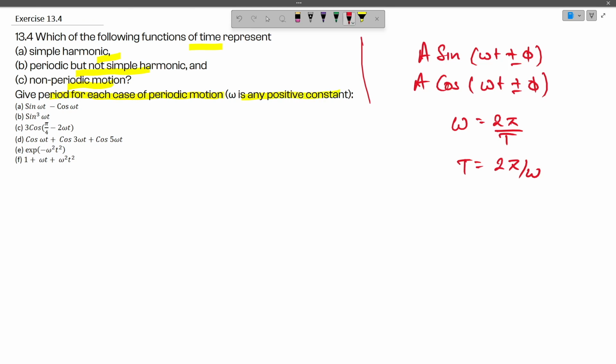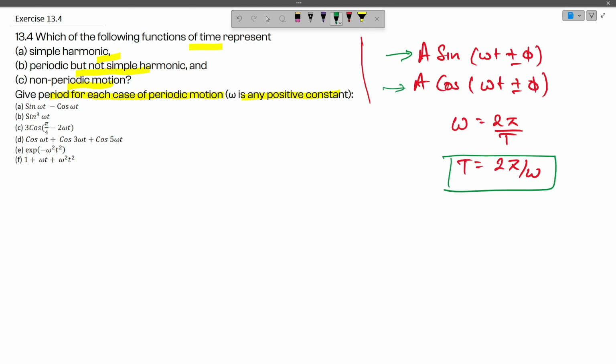We know by definition that any simple harmonic motion can be written in the form of a cos(omega t plus or minus phi), where phi is the initial phase angle, or in the form of a sin(omega t plus or minus phi). Whatever comes in the coefficient of the variable t, or time, is termed omega, the angular frequency. Equating this to 2 pi by T, where T is the time period, we can find the time period of the simple harmonic motion.